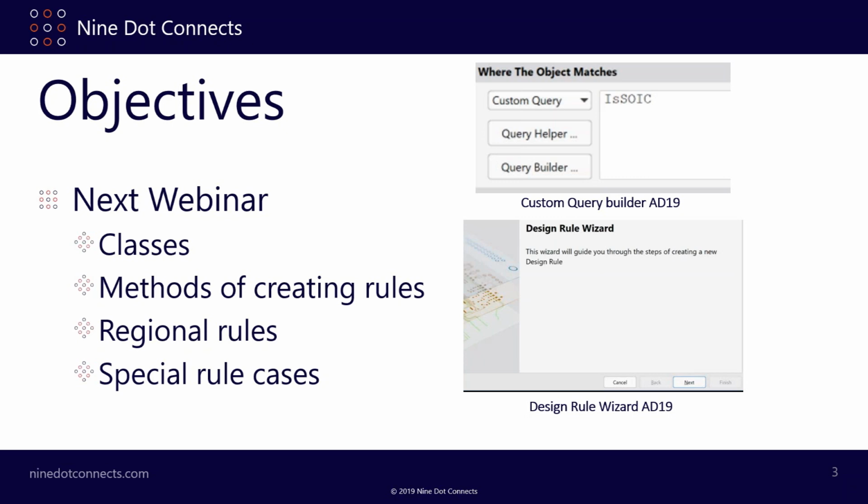In the next webinar, which we're going to slate for August, we will talk about classes, the methods of creating the rules, the regional rules, and special case rules. I did get a couple of them from some of the people attending today, and I really appreciate that. If you do come across some unusual or strange situations, I'd certainly like to know about them, and I'll be more than happy to consider those for the August webinar as well. So that's how we're going to split this up.